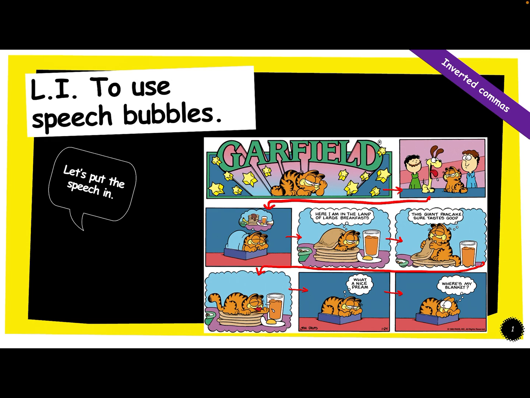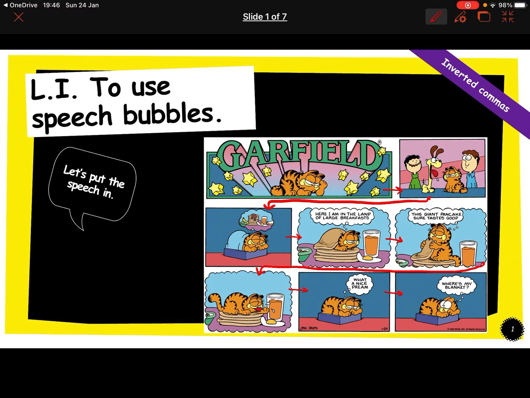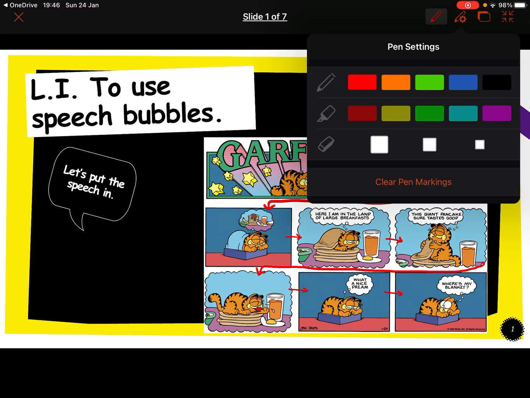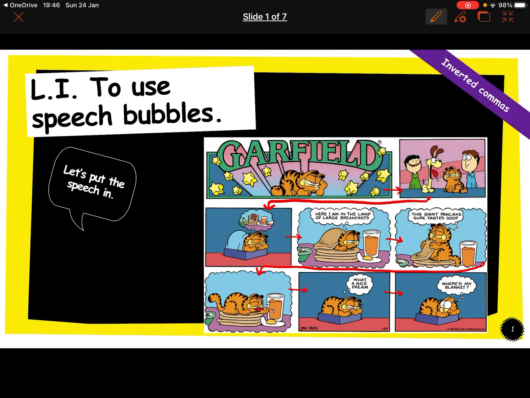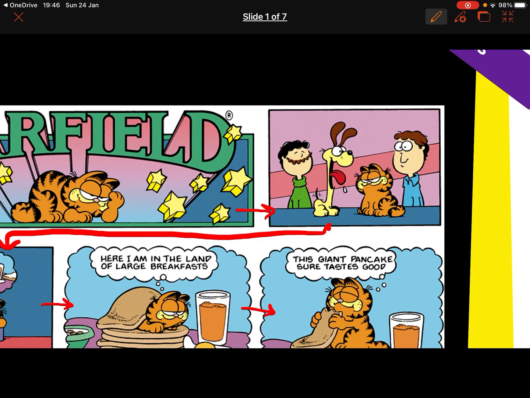So let's have a look here. Let me get a different colour that might show it a bit better. So let's have a look. Look at our first picture over here. What do we think might be happening? So to me, I'm going to zoom in a little bit.